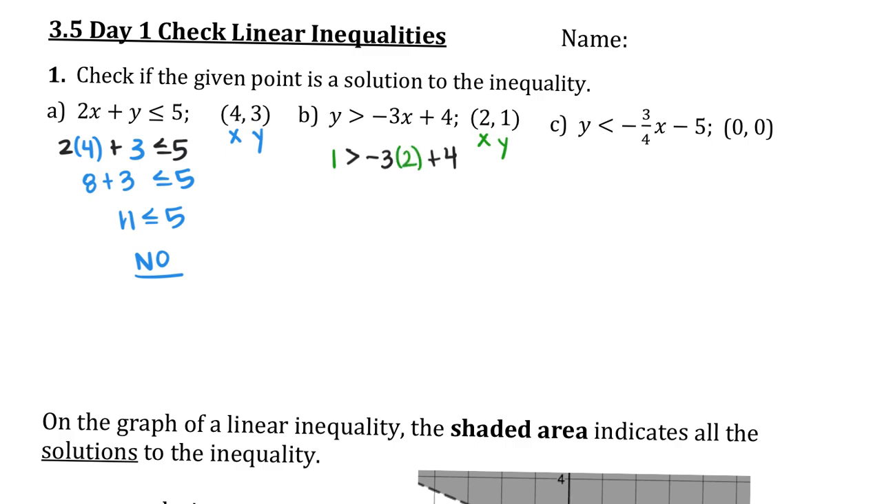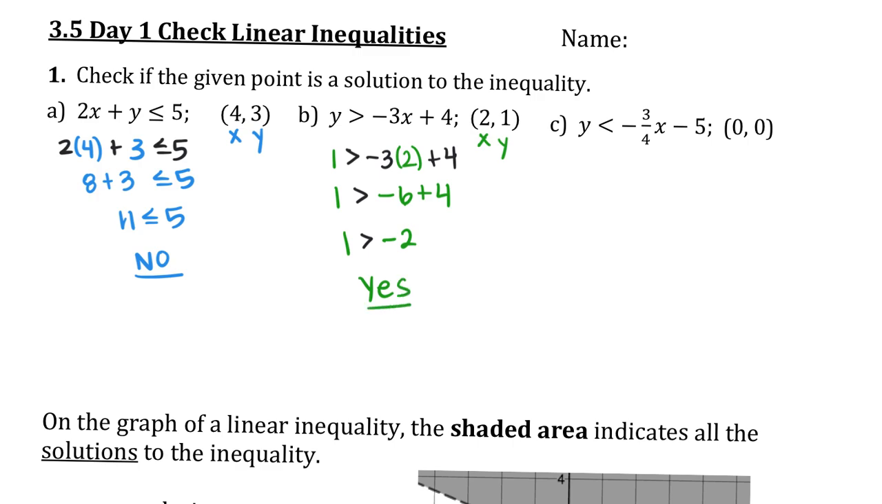Okay, now I already know the left side's a 1, so I'm going to leave that alone. Let me figure out the right side. Negative 3 times 2 is negative 6 plus 4. So I'm seeing if 1 is greater than negative 6 plus 4. Negative 6 plus 4 is negative 2. Is 1 greater than negative 2? Yes. So this is a point. 2, 1 is a solution to the inequality.